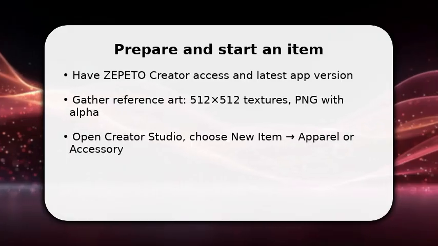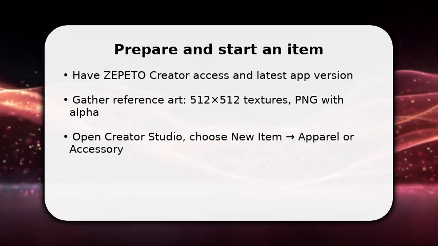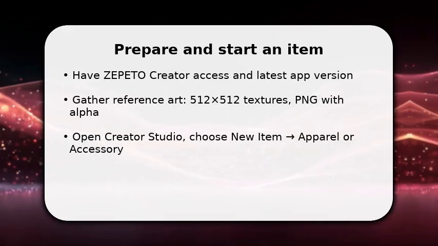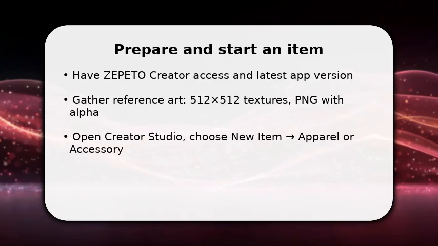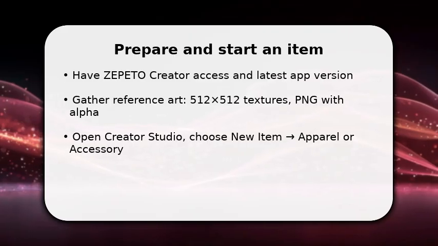You begin by ensuring you have Zepeto Creator access and the latest app or desktop tools. Open Creator Studio and start a new item. Pick apparel or accessory so you get correct templates. Once done, import a 512 by 512 PNG with transparency as your base texture.